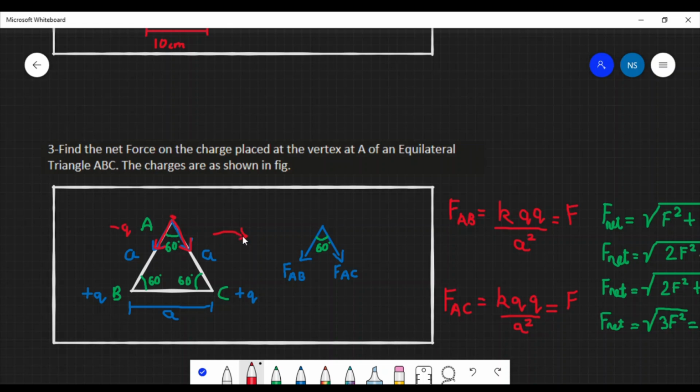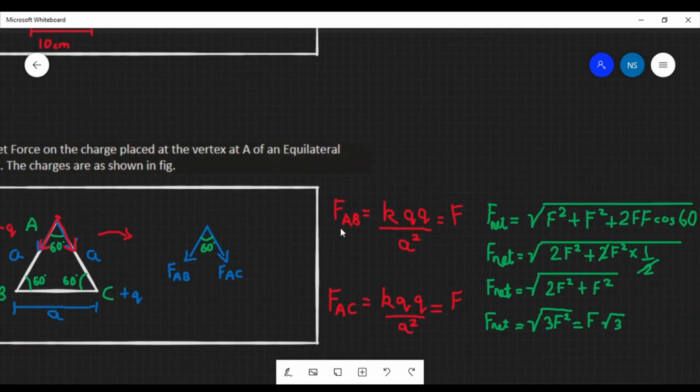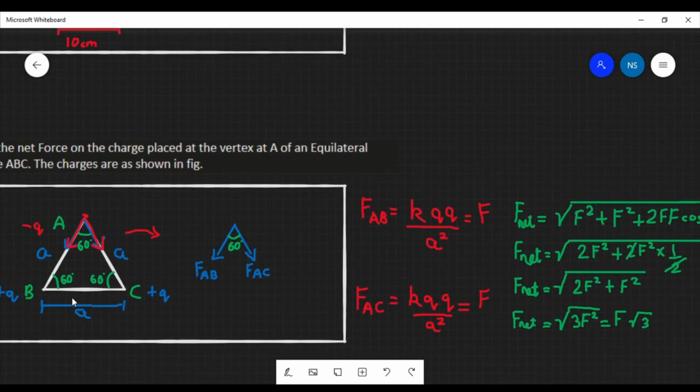Now we take a free body diagram of this and we get this thing. Over here this vector is force on A due to B, and this vector is force on A due to C. So a similar process, we will do the same thing. Here we see that force on A is equal to KQQ by a square, which is equal to F. Here the one thing to notice is that we have not taken the negative sign of the charge.